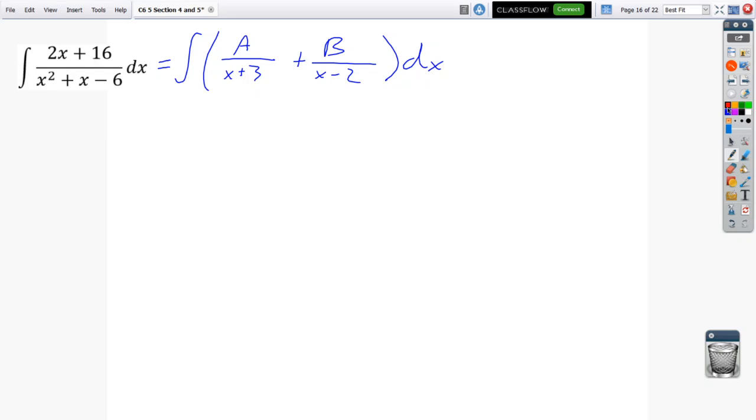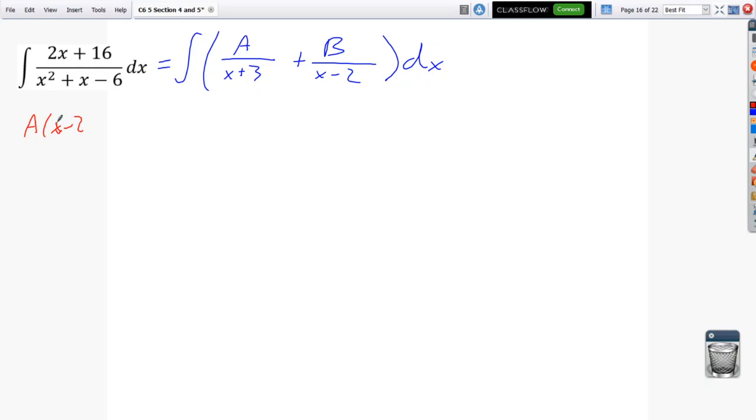that you set up your equation correctly. So again, when I set up my equation, I don't actually do the adding of the two rational expressions together. I say A times the other one, A times x minus 2, plus B times the other one, x plus 3, is equal to the original numerator. And now I just do the cover up.